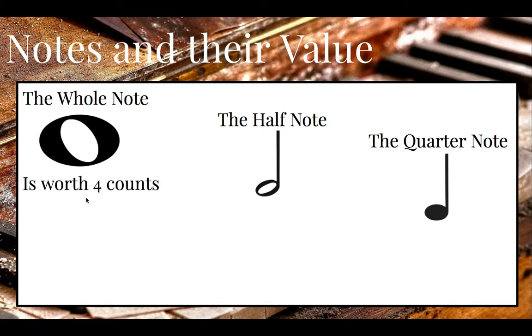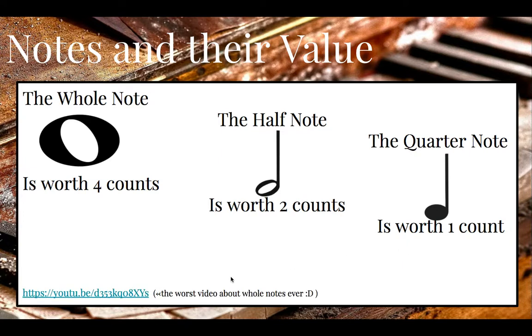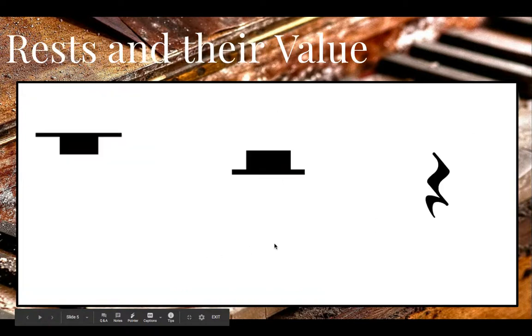The whole note is worth 4 counts. The half note is worth half of that, so 2 counts. And then the quarter note is a quarter of the whole note, and it's worth 1 count. And if you want to watch the worst video ever about whole notes, I think it's hilarious, watch this video.